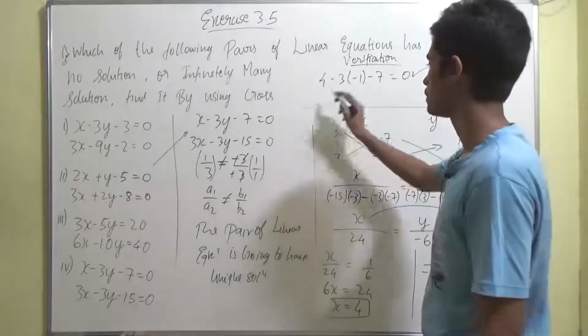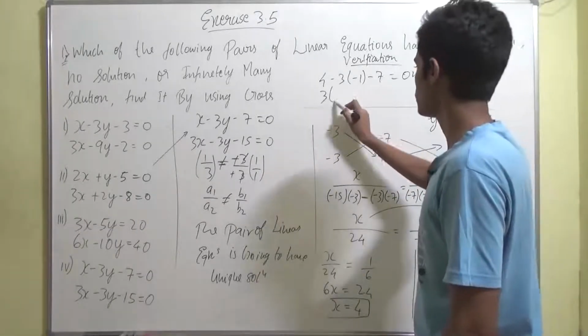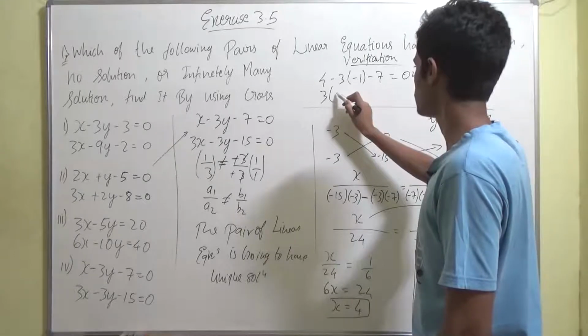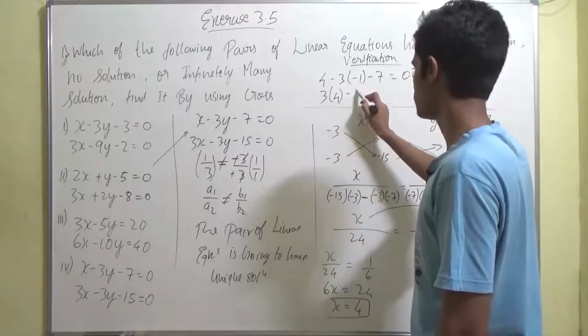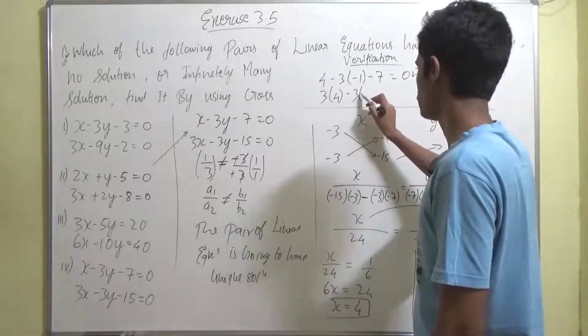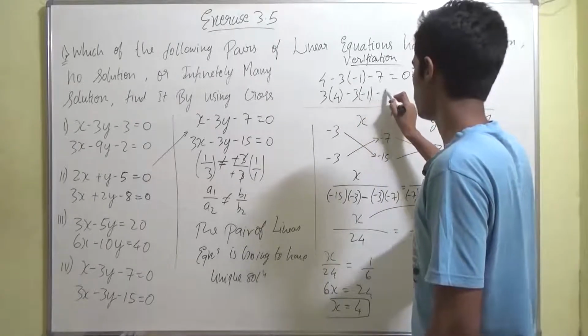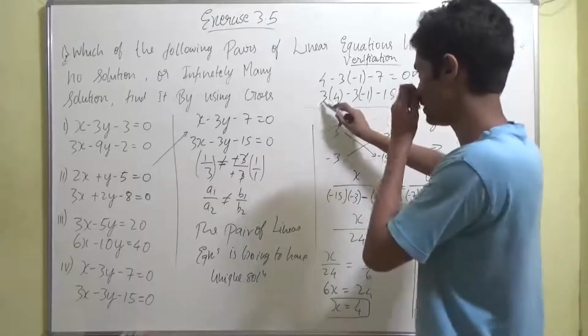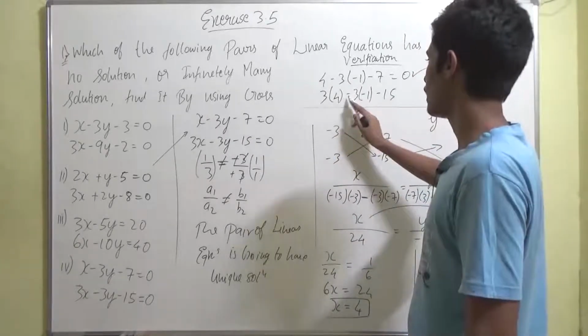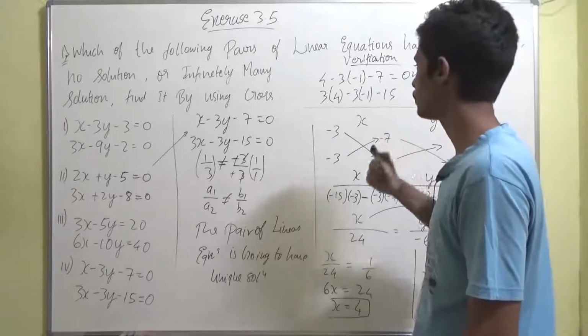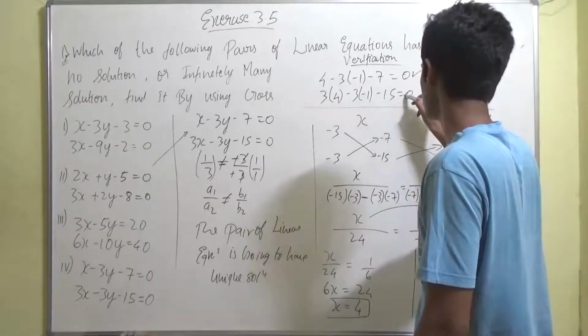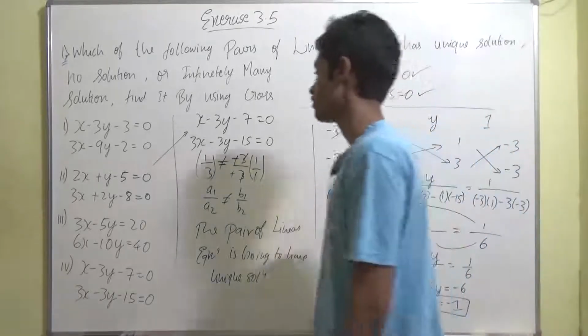Now let's go to second equation. 3 into x value is how much? 4, and then minus 3 of minus 1 minus 15, right? If you see here, it becomes 12. 12 minus into minus becomes plus, so 12 plus 3 becomes equal to 15. 15 minus 15 becomes equal to 0. Hence even this one is verified.